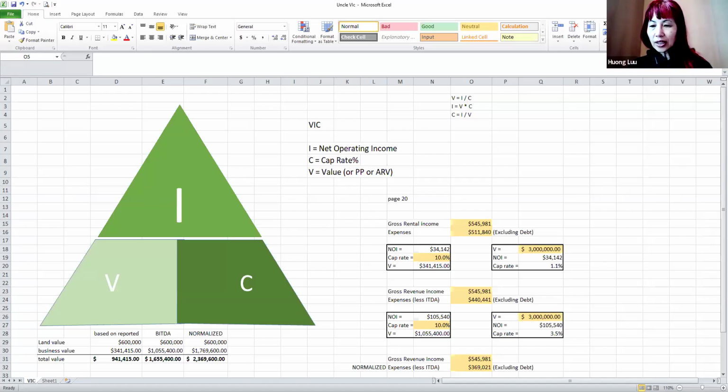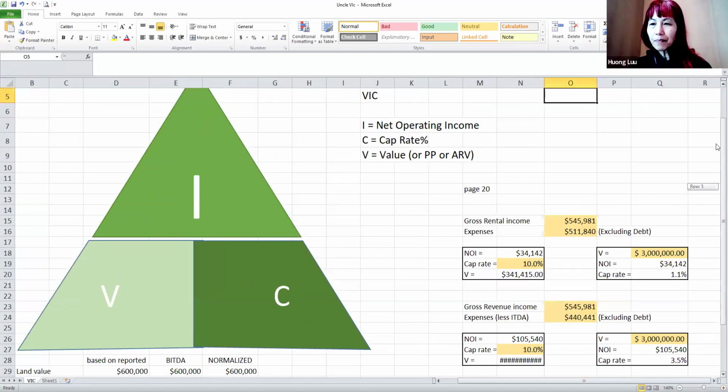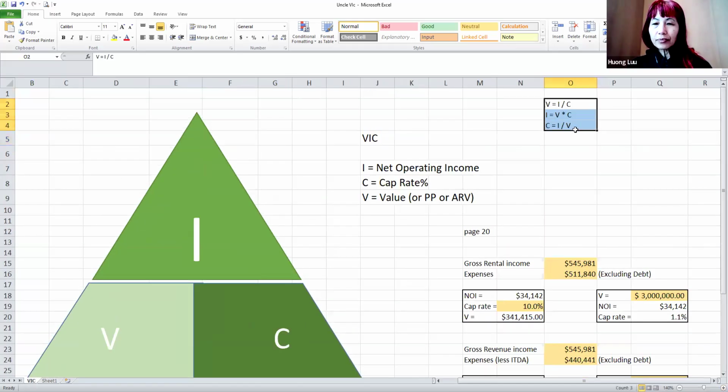Okay, so here I'm going to make this a little bit bigger so that you can see these three cells. If you want to calculate the value, V is the value. This will either be what you should be paying for the property, or what you should be charging for the property, depending on if you're selling, or what the value really should be coming back at. So the V is the value, and you can see the definition here: value, or the purchase price, or the after repair value, or the as-is completion.